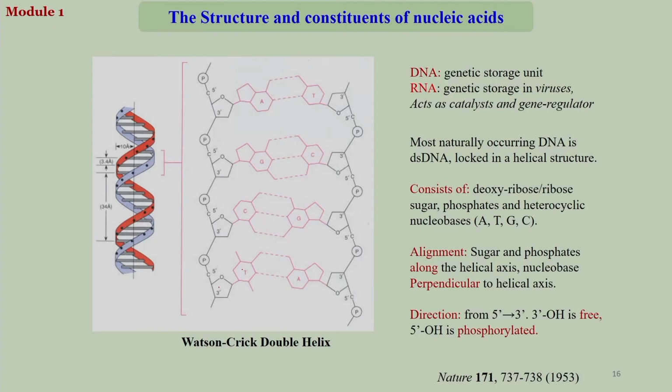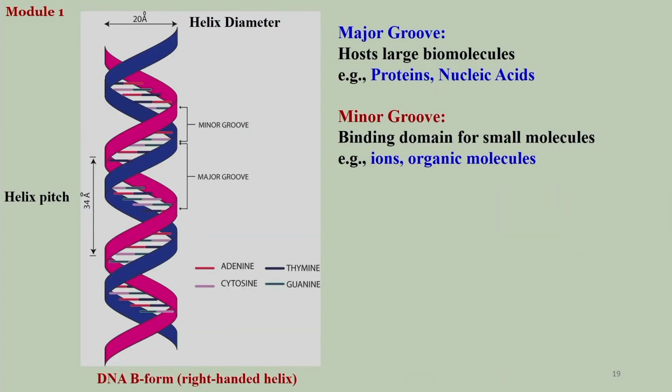So, DNA is the genetic storage unit. Now, when it comes to RNA, that is the genetic storage in viruses, and the RNA also acts as a catalyst. DNA, of course, mostly natural DNA, exists as the Watson-Crick double helix structure. We call it double stranded DNA, dsDNA, and it has a helical conformation which is of B form. We call it a B form. Alignment, of course, as I have talked, sugar and phosphates along the helical axis, nucleobase perpendicular to the helical axis. So, this is how the three-dimensional structure of the DNA would look like. This is the DNA B form, which is a right-handed helix.